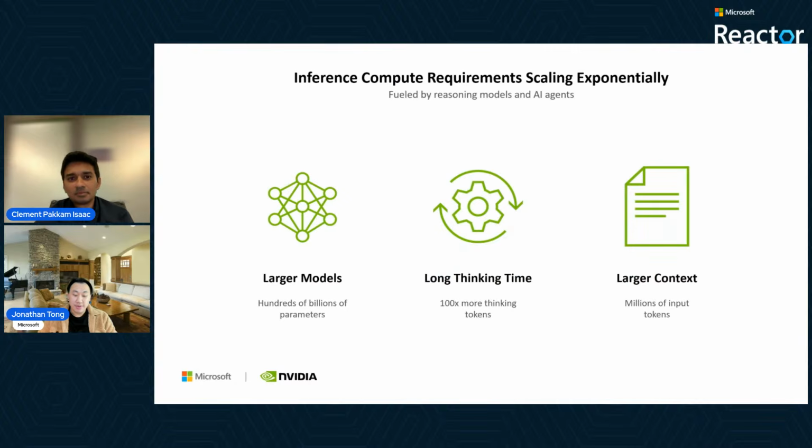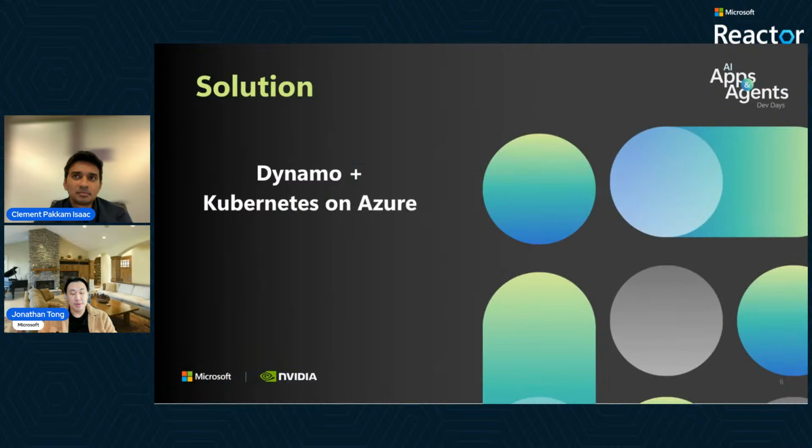And just to reiterate, the models have gotten a lot larger over the years. It takes a lot more larger context windows and a lot longer for it to generate responses. So the solution we propose is to use Dynamo and Kubernetes running on Azure.